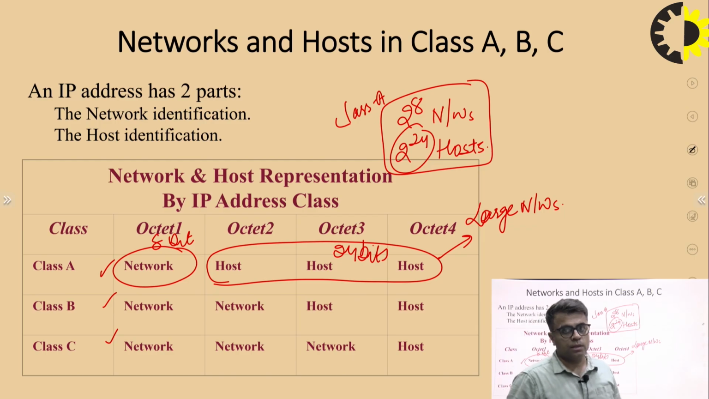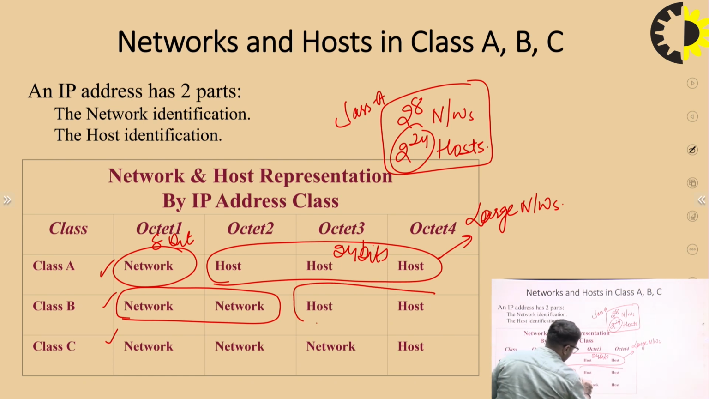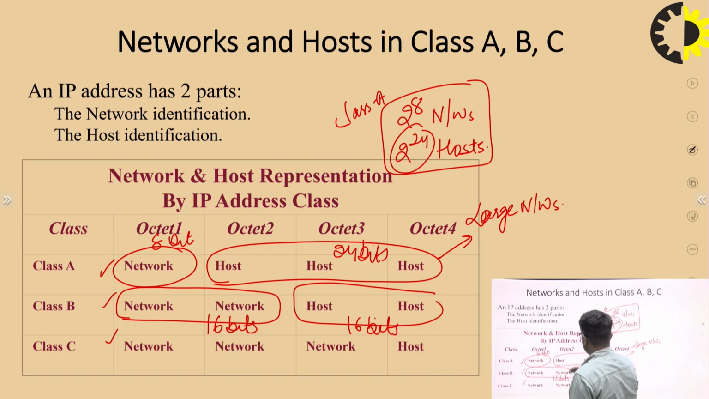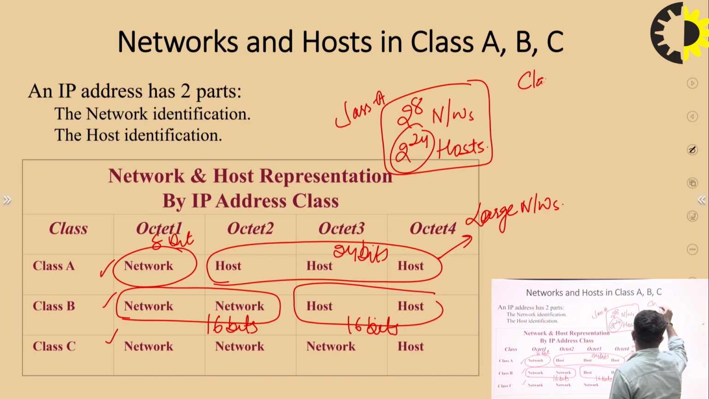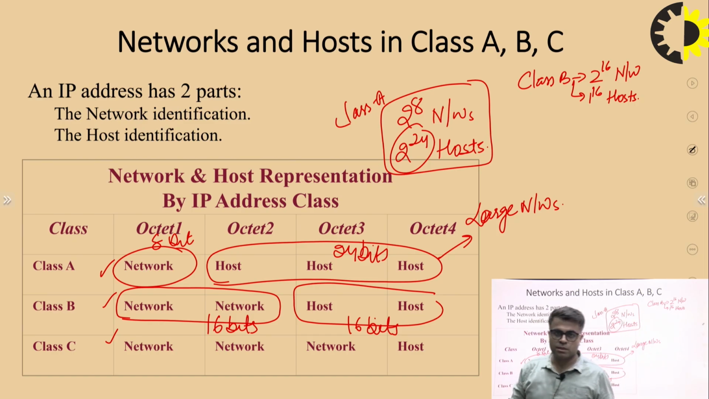Similarly, for class B, there are 16 bits of network and 16 bits of host. That means in class B, 2 raised to power 16 networks can be there, and 2 raised to power 16 hosts can be there. When we are saying host, that means independent individual devices. Okay.